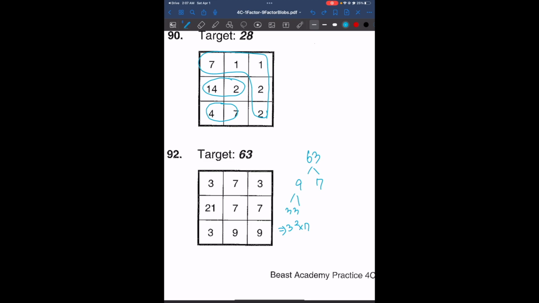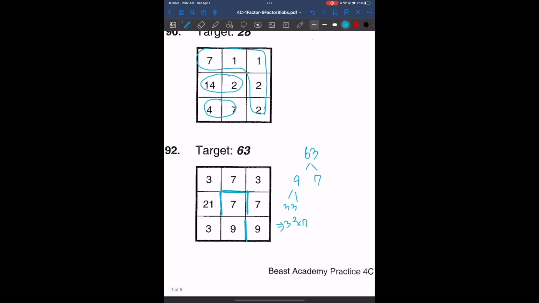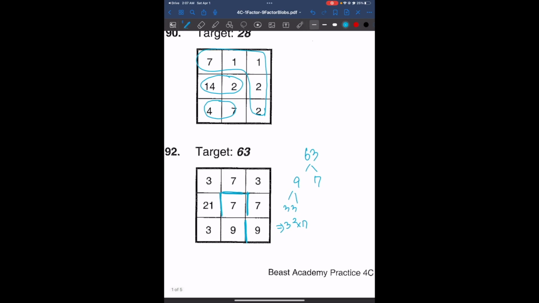And so basically we're going to draw a wall around this 7 so that it separates it from the other 7s. So we're basically creating a wall. And also we cannot have more than 2 3s in one blob. So we're going to separate the 9s by creating a wall because 9 is 3 times 3, so just the 9 itself fulfills the 3 to the power of 2 requirement.